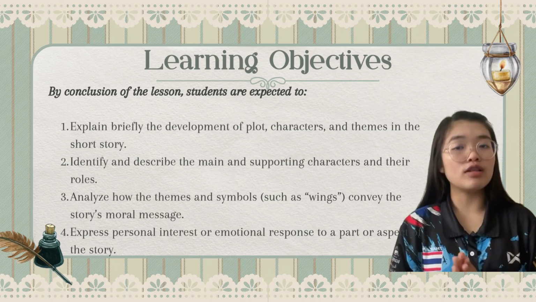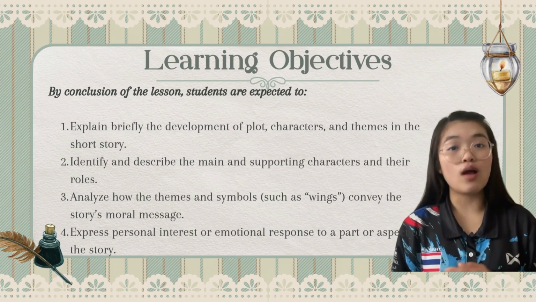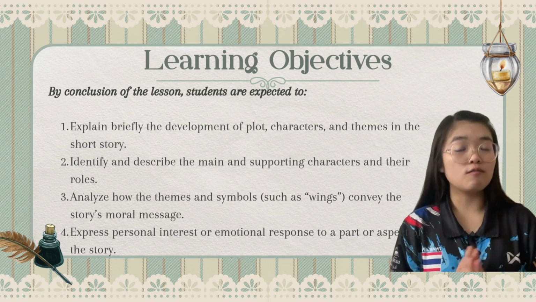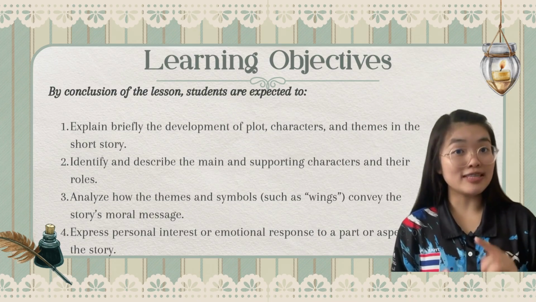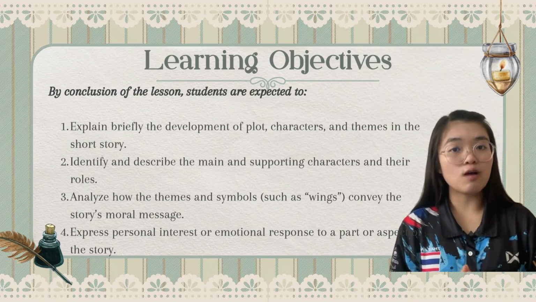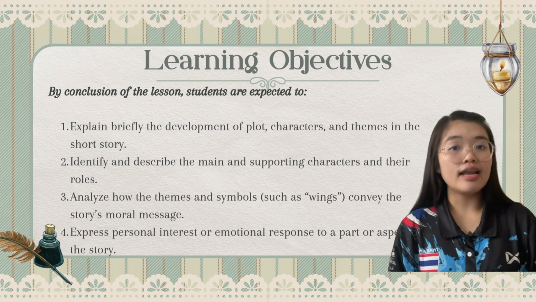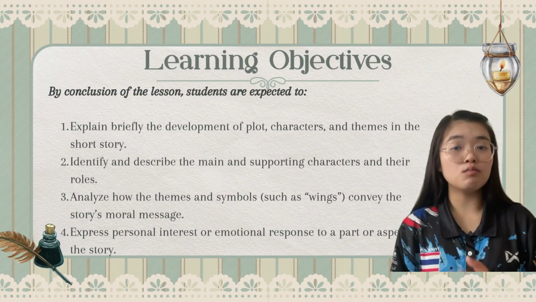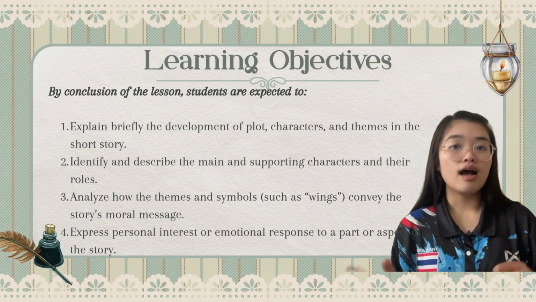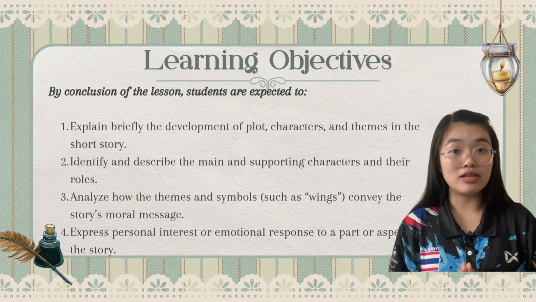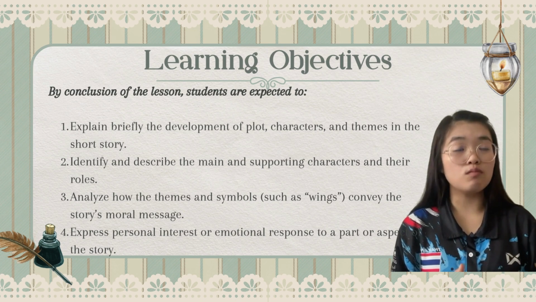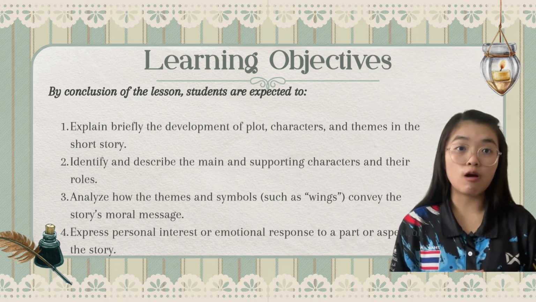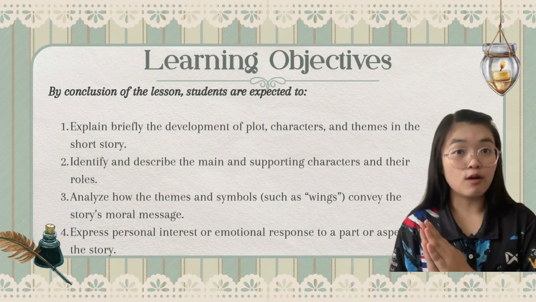By the conclusion of the lesson, students are expected to explain briefly the development of plots, characters, and themes in the short stories. The second one is to identify and describe the main and supporting characters and their roles. And third, analyze how the themes and symbols, such as the wings, convey the story's moral message. And the last one is to express personal interest or emotional response to a part or aspect of the story.